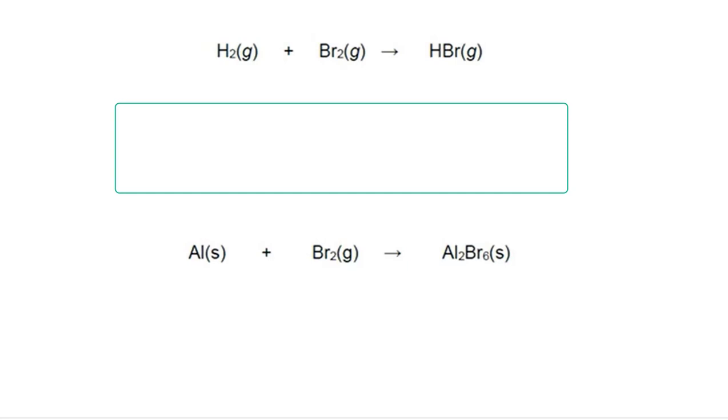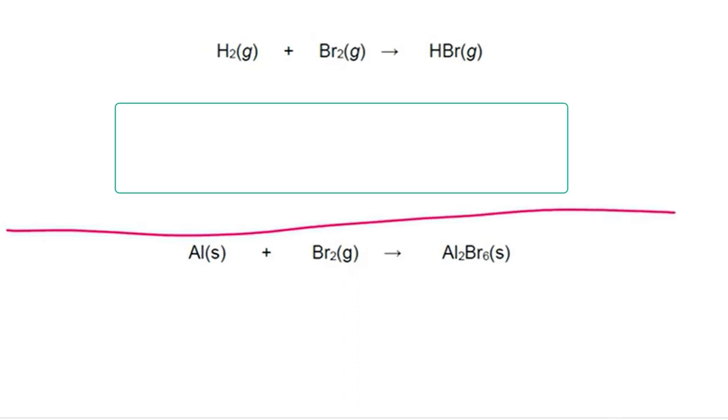Now I would like for you to pause and try to balance these two chemical reactions. We've got hydrogen gas plus bromine gas to give us hydrogen bromide gas. So this is problem number 1, this is problem number 2. So I would like for you to take a second and try to balance.